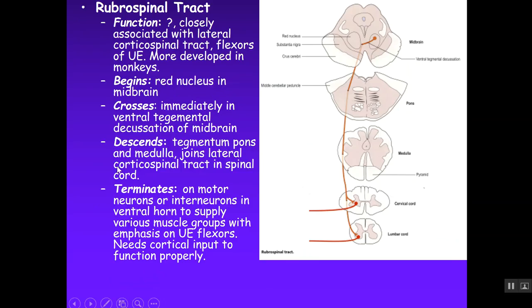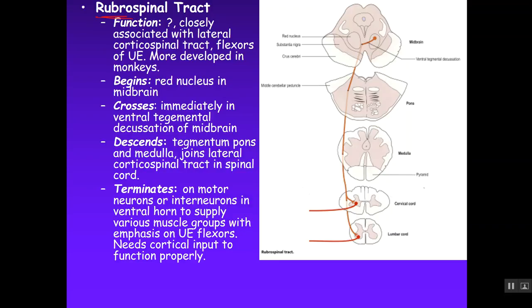And last one, rubrospinal tract function. There's the question mark. Some people, the jury's still out on exactly what the rubrospinal tract does. It's much more pronounced in primates, animals that climb up things a lot and require lots of limb flexion, okay? So they do think that it tends to innervate flexors of the upper extremity. Rubro is red, right?